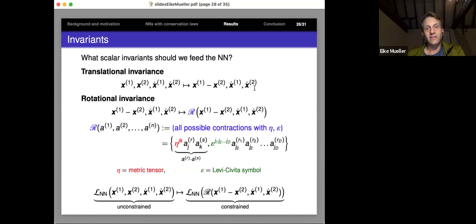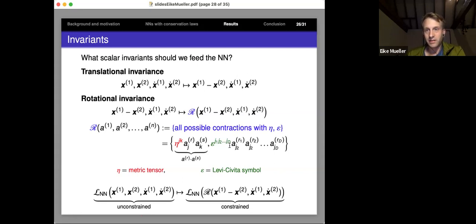So rotation invariance is a bit more complicated in d dimensions, and there is some notation that's introduced here. If I have n vectors, A1 to AN, in d-dimensional space, then the set of scalar invariants is simply given by the set of all possible contractions of these vectors with either the metric tensor or with the Levi-Civita symbol. That's just a set I construct, and you can write this down.